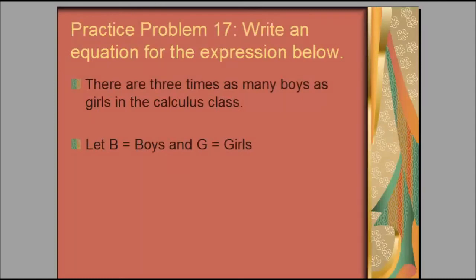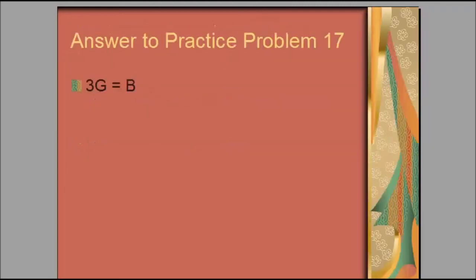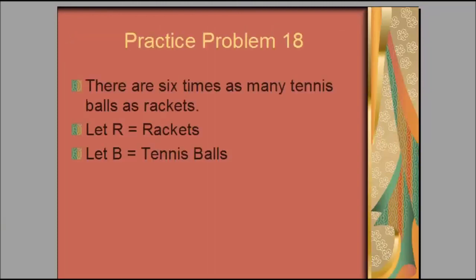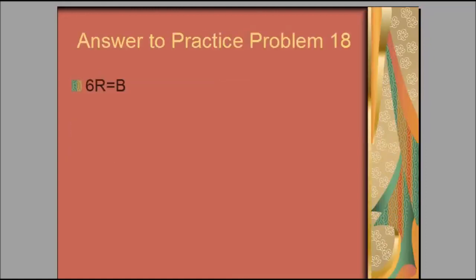Practice problem 17. Write an equation for the expression below. There are 3 times as many boys as girls in the calculus class. Obviously, the example is 3g equals b. Practice problem 18. There are 6 times as many tennis balls as rackets, where r equals rackets and b equals balls. And the answer is 6r equals b.